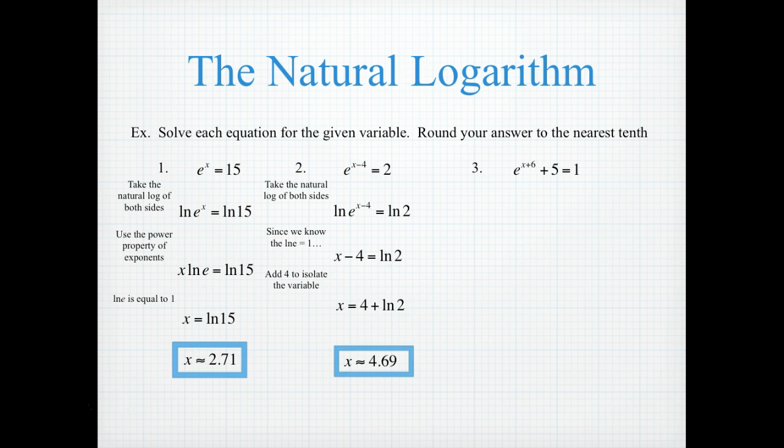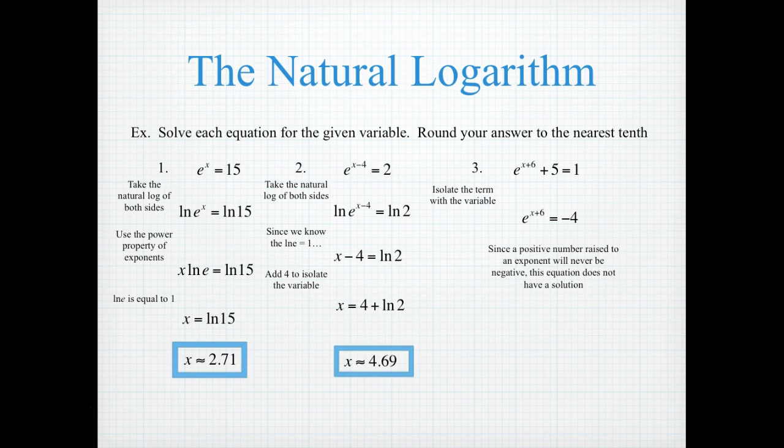In our last example, we have e to the x plus 6 plus 5 is equal to 1. So before we start, we need to isolate the term with the variable. So we have e to the x plus 6, which needs to be isolated, so I need to subtract 5 from both sides, which gives me e to the x plus 6 power is equal to -4.